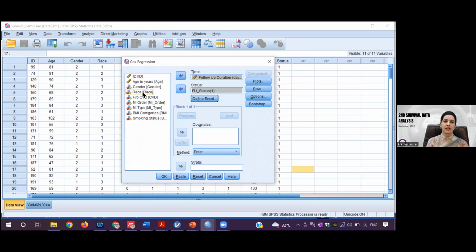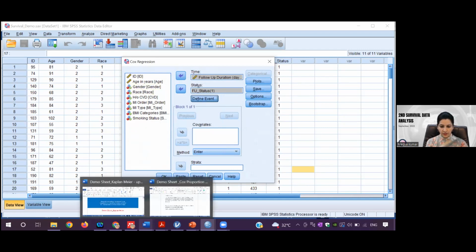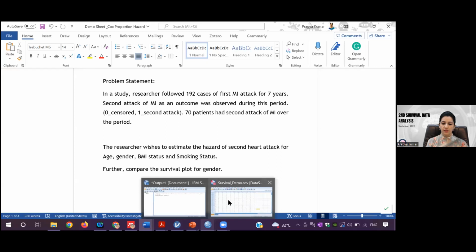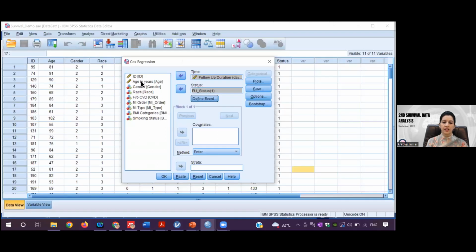In covariate, let me see the question. So the question was age, gender, BMI, and smoking. So I'll again enter age, gender, BMI, and smoking.